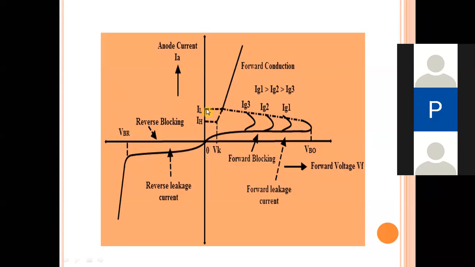Whenever 5 milliamps of current is provided, the device moves to conduction. Whenever the current goes from 5 milliamps down to 3 milliamps, the device remains in conduction. Whenever the current falls below this 3 milliamps, the device immediately moves to the blocking state. So holding current is the minimum current through the device, below which it regains the blocking state.